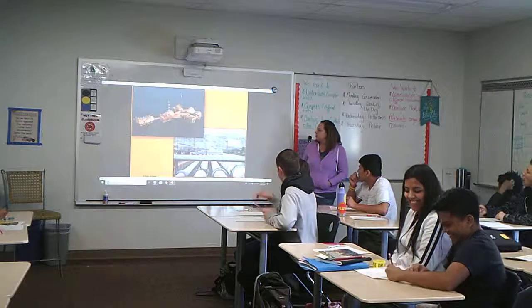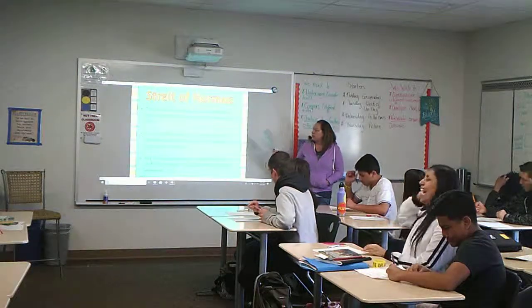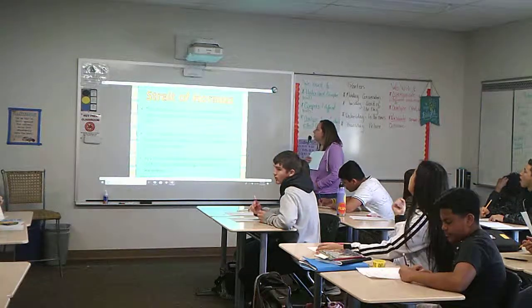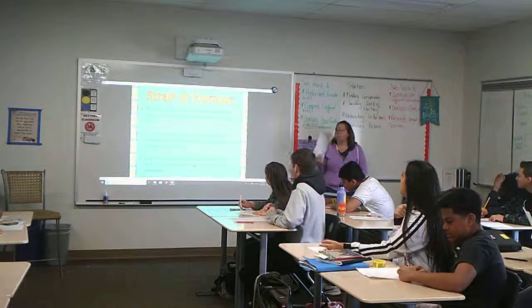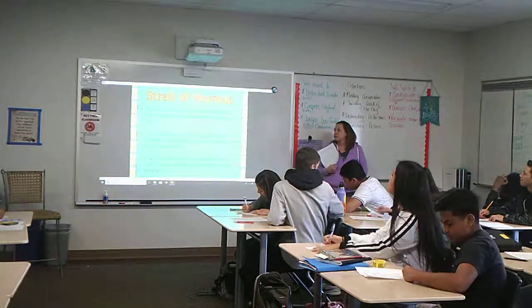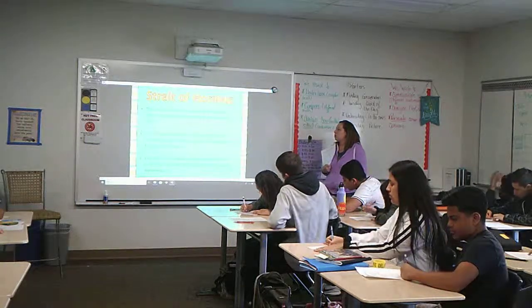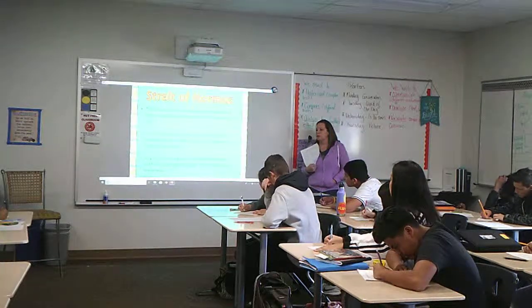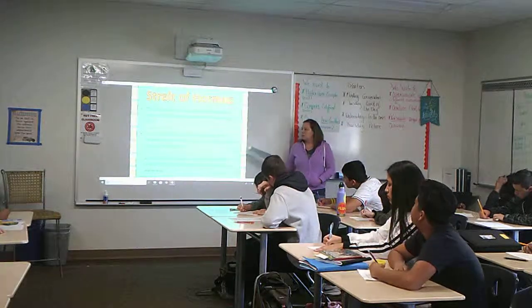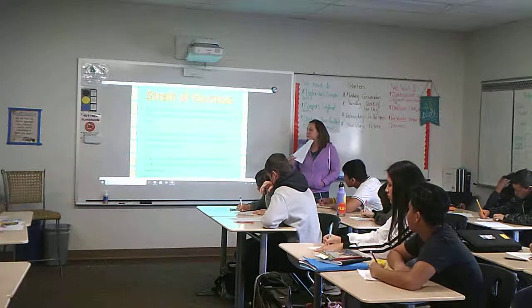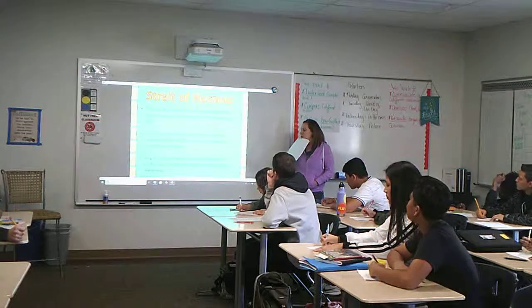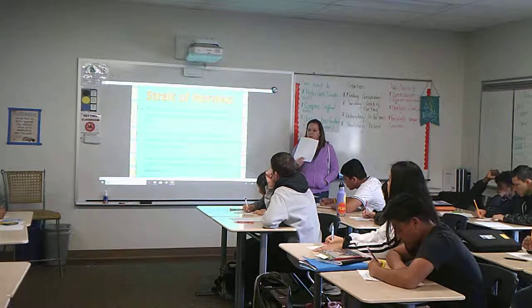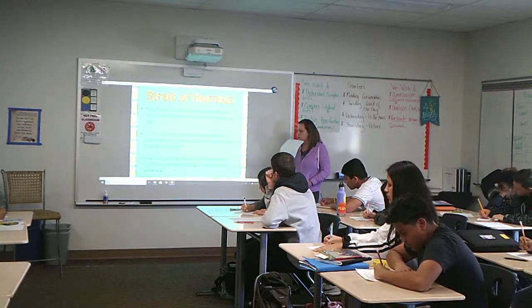Major source of oil. Strait of Hormuz. Zayd, read. The Strait of Hormuz is a narrow waterway that connects the Persian Gulf to the Arabian Sea. It is a critically important shipping channel because much of the world's oil supply passes through this strait.